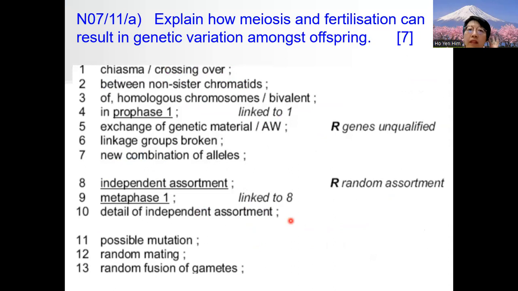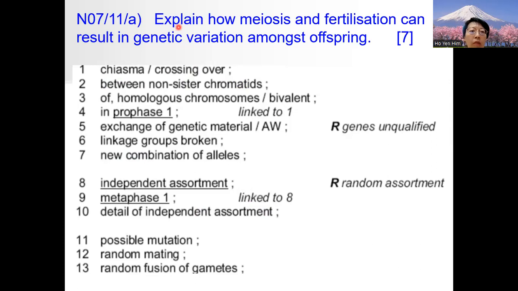Okay, so this is a past year question. Explain how meiosis and fertilization can result in genetic variation among the offspring. 7 marks. So this is an essay question. So now there's no more essay, but they can convert essay to a structured question, convert 7 marks to 5 marks. Maximum 5 marks for a structured question.